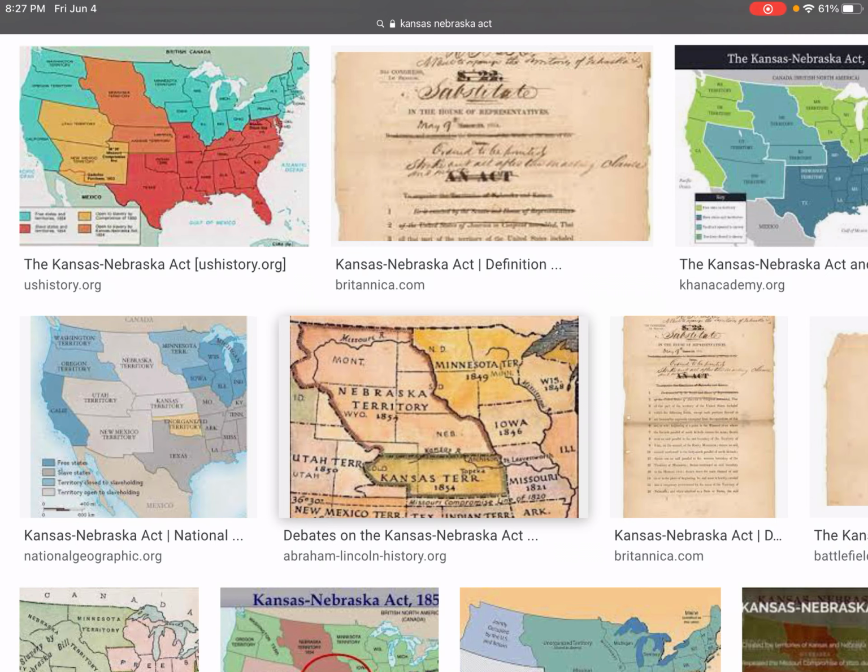After that, there's a few more things I want to talk about. The Dred Scott decision was a Supreme Court case. So Dred Scott was a slave who, his master took him to free states, but then he went back to the South, and he applied for freedom, but the courts didn't let him.